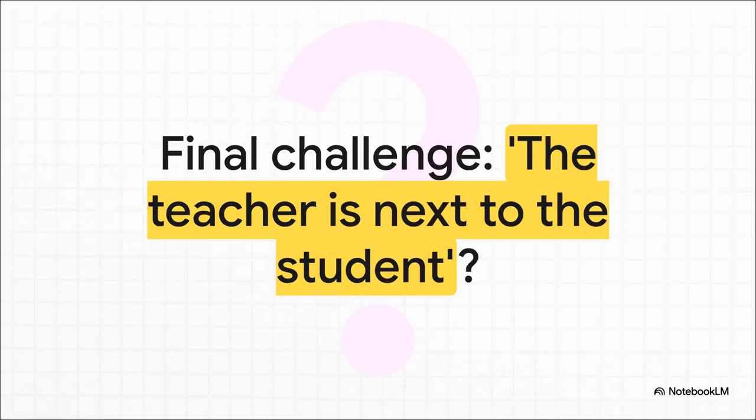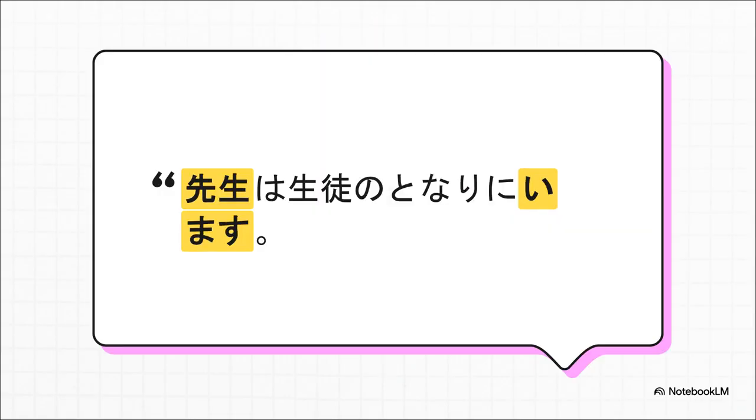Okay, final challenge. The teacher is next to the student. This one's about people. How does that affect your choice of verb? And the answer is Sensei wa seito no tonari ni imasu. The teacher, sensei, is next to the student, seito. And since people are definitely living things, we have to use imasu.